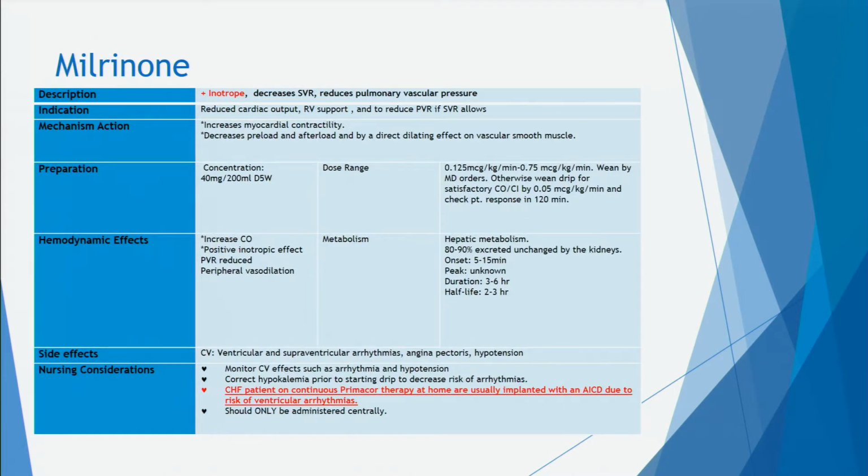And then milrinone also, it's used a lot oftentimes with home therapy. So these patients may have been on home milrinone. They may come to you on milrinone, go to the floor and hopefully get off of it once they have the procedure and they have relief from some of their symptoms. But the main thing is not to titrate these off quickly. You're going to slowly walk down on them.